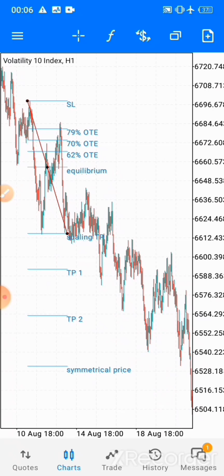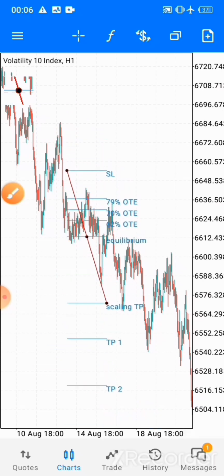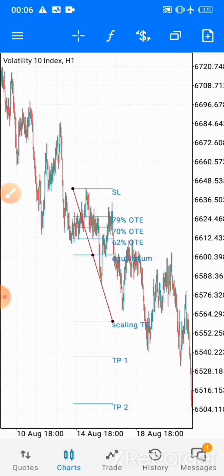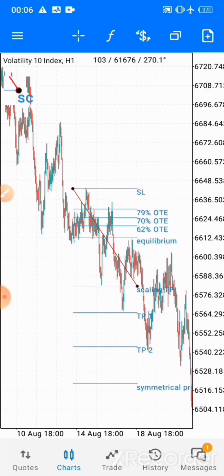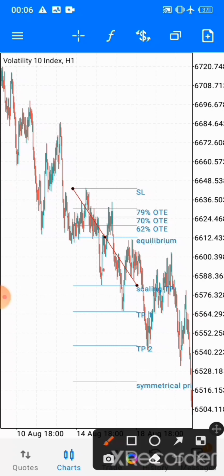Since we are looking for sell setups only, as we had mentioned earlier, just look for breaking market structures. So here I've got a breaking market structure to the downside right here, and this pullback. You just come and place your fib, let's say right here, from the highest point to the lowest point, right there. You keep adding to your position. So this pullback right here: enter, scaling TP, TP1, TP2, symmetrical price.